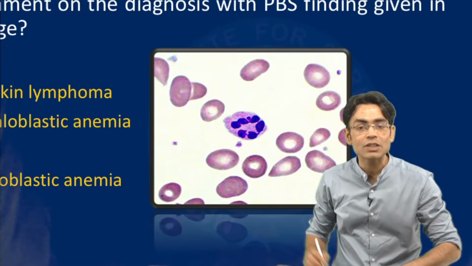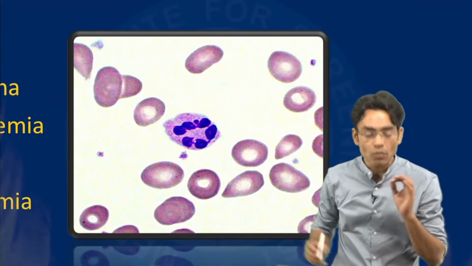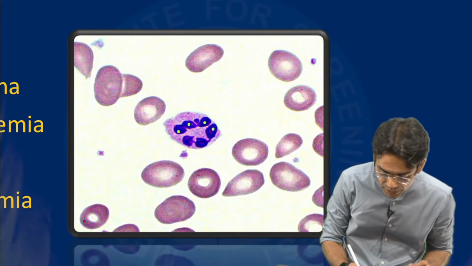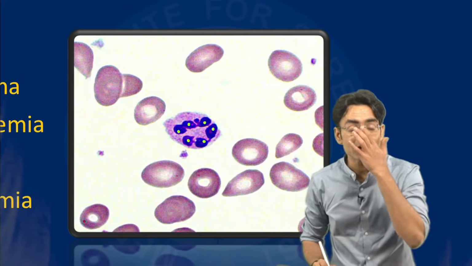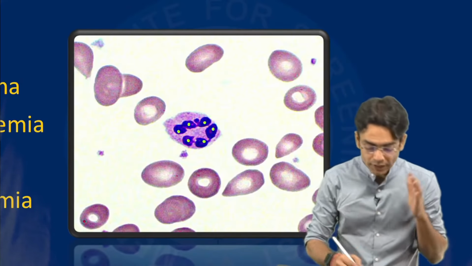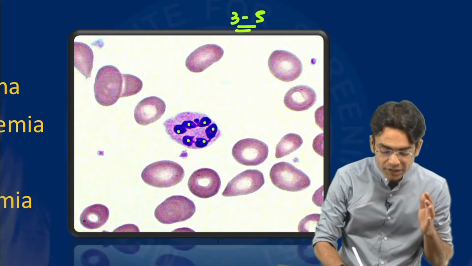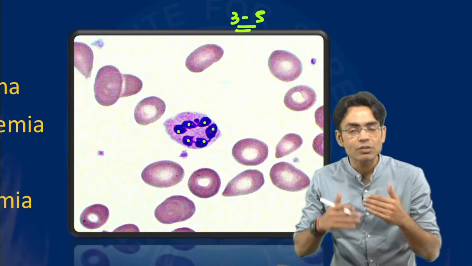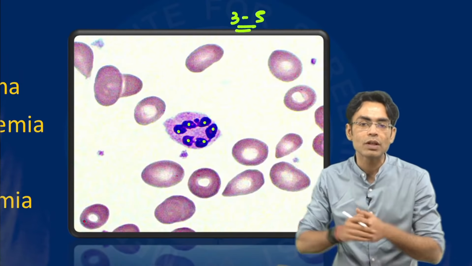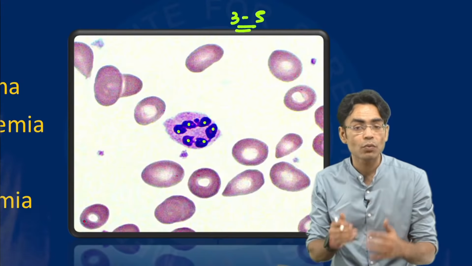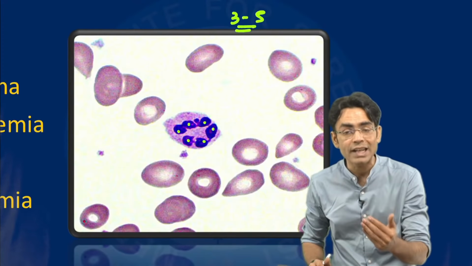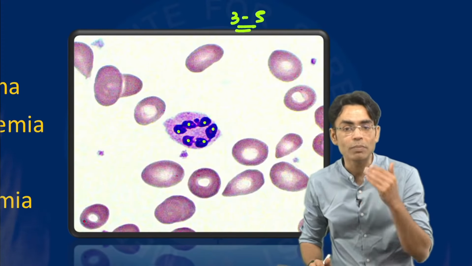Why are we saying this? What are we seeing on this image? We are seeing a hypersegmented neutrophil. What are the normal segments of the neutrophil? The normal lobes in the neutrophil should be 3 to 5. Wherever you have 6 or more nuclear lobes in a neutrophil, you call it a hypersegmented neutrophil, which is a very prominent finding in a patient of megaloblastic anemia.